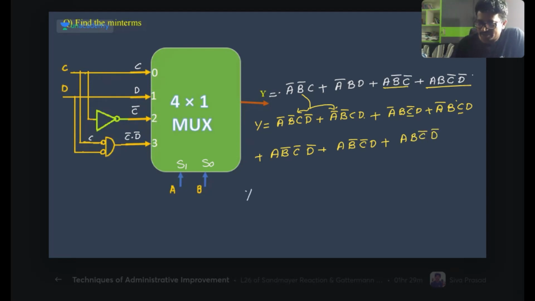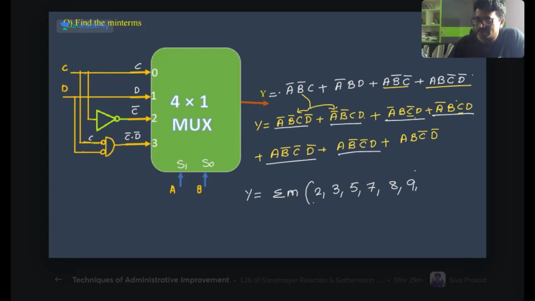Now tell me the min terms now here, which is equal to sigma m of 2, 3, 4, 5, 7, 8, 9, 12. These are the min terms now. Right, understood how we have written the min terms.